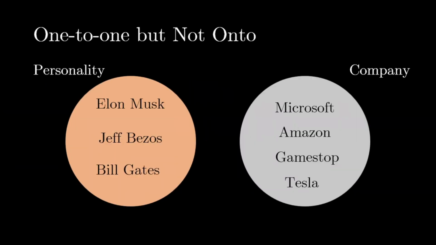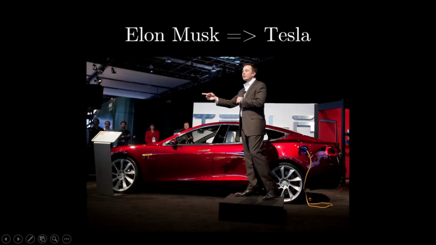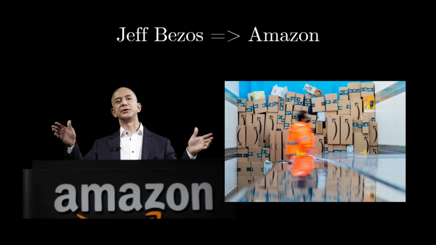Next are one-to-one but not onto functions. These are functions where the domain has a unique codomain, but not all codomains have a preimage. Take for example these sets: rich personalities and the company they are affiliated with. Elon Musk owns Tesla, an electric car company. Jeff Bezos owns Amazon, an e-commerce platform which is similar to Lazada and Shopee here in the Philippines.